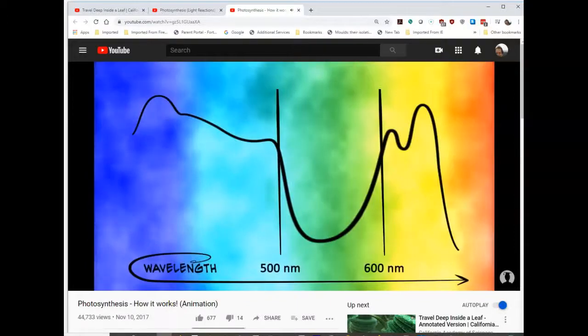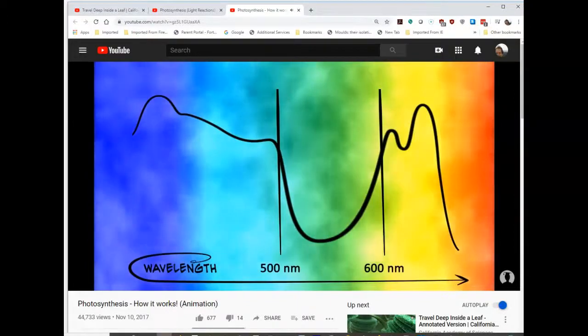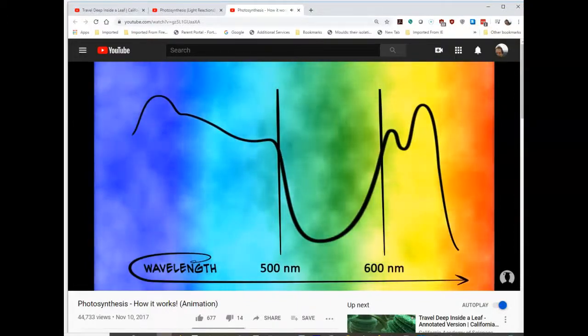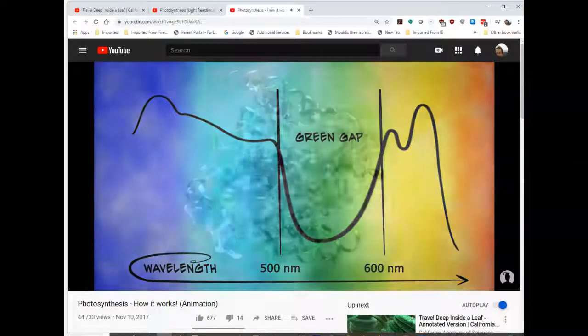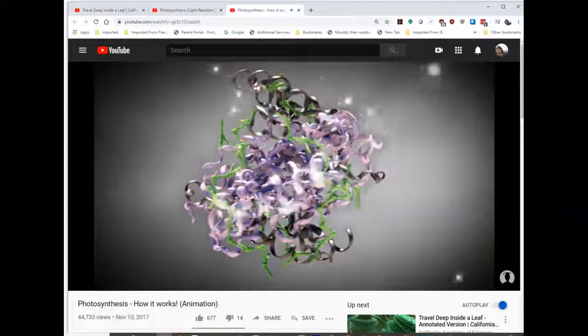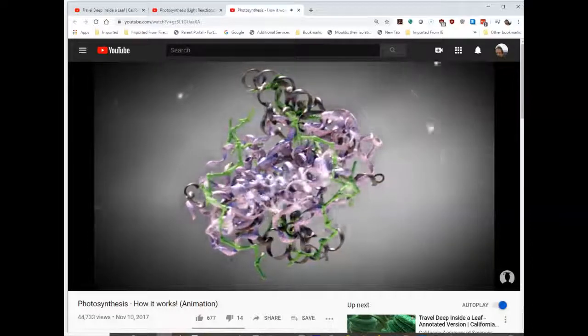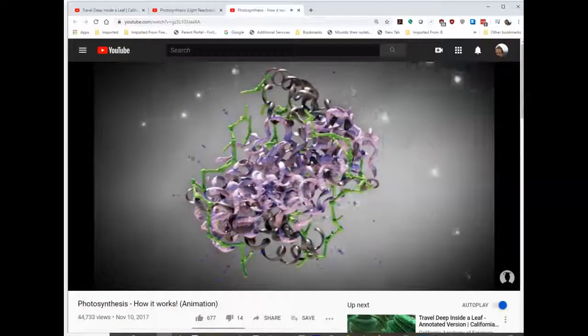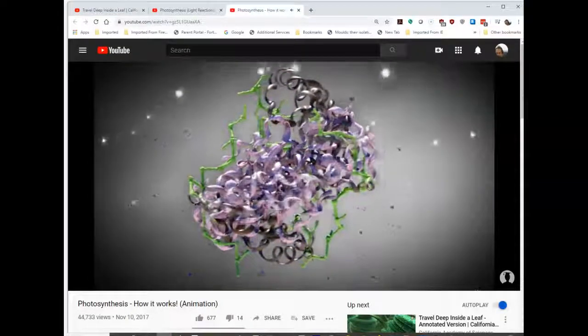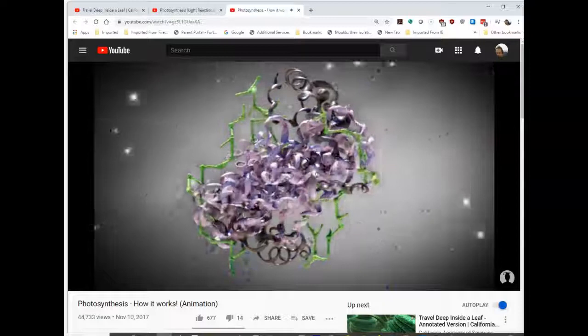This is the reason why plants are green, as light with a wavelength of about 500 to 600 isn't absorbed but reflected. This is called the green gap. The energy of the photons causes the chlorophyll molecule to enter an excited state, and electrons are ejected from the molecule. As a consequence, the molecule is charged positively.